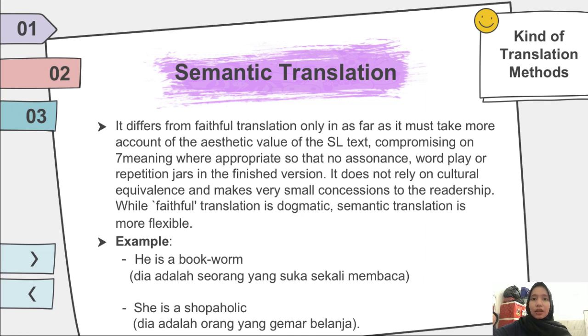In short, it is about leaving without translating any expressions or names that belong to the cultural heritage of the language of origin. The first example, he is a bookworm. It means dia adalah seorang yang suka sekali membaca. And the second example is she is a shopaholic. It means dia adalah orang yang gemar belanja.